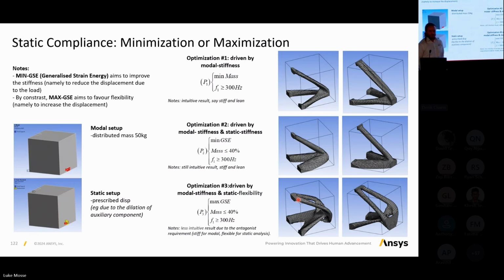There's also this new option for minimizing or maximizing compliance. So most of the time we want to make structures stiffer and stronger, but sometimes we want to make them more flexible. So now we can maximize compliance. So for example, here we're asking the solver to give us a more flexible structure. So we still want to keep the stress down, but we want the thing to be able to deform a little bit more. So yeah, we can do that with the topology optimization.